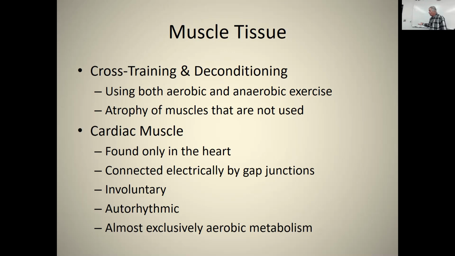Okay, it's involuntary, it's autorhythmic. The conductive cells fire all on their own. They have leaky sodium channels and they reach threshold all by themselves. And the fastest ones that do that are in the SA node, and that's the pacemaker for your heart. And almost exclusively aerobic metabolism. We talked about glycolytic fibers in skeletal muscle that really work anaerobically, but your heart has almost no anaerobic capability. It's very, very aerobic, very sensitive to oxygen concentration.